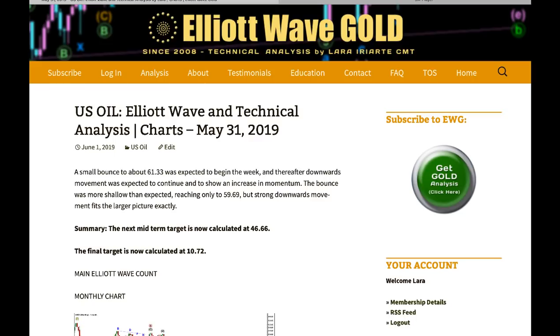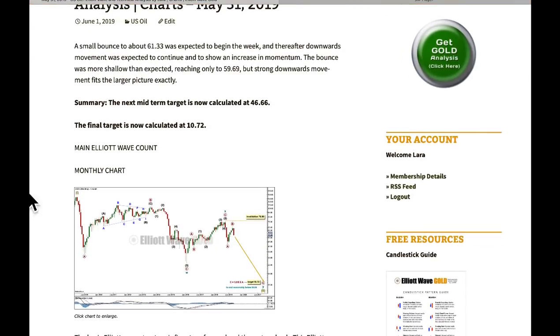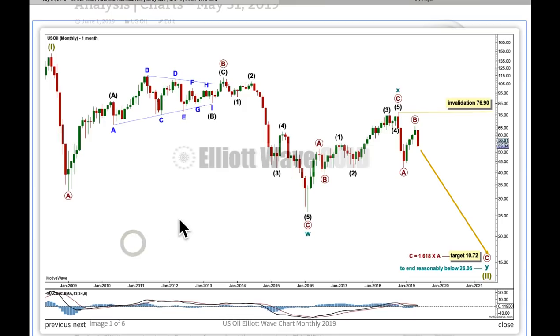The next midterm target for this downward trend is now calculated at 46.66, and the final target remains the same at 10.72. Oil is behaving pretty much exactly as the wave count and analysis is expecting it to. It's moving strongly lower. This is the bigger picture.